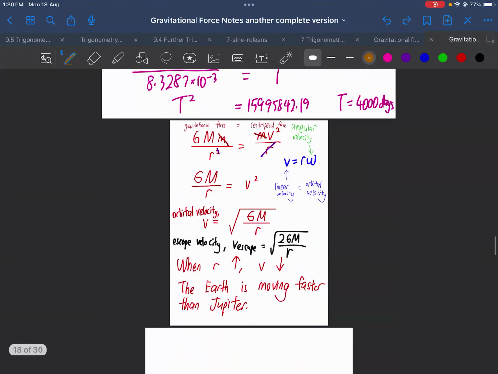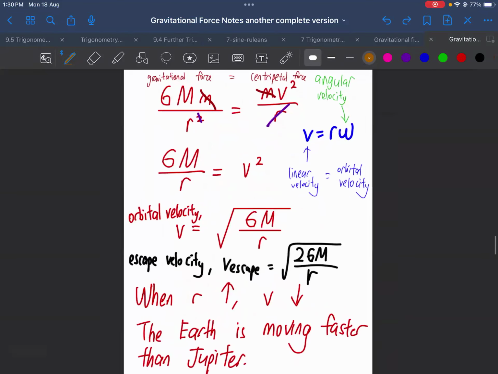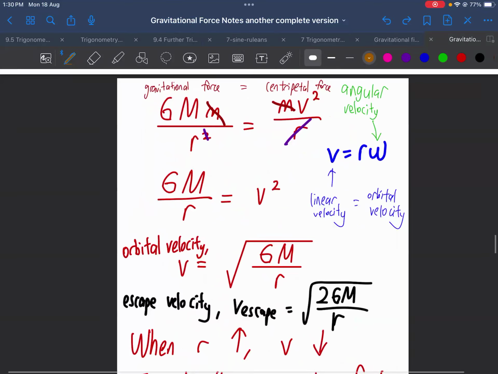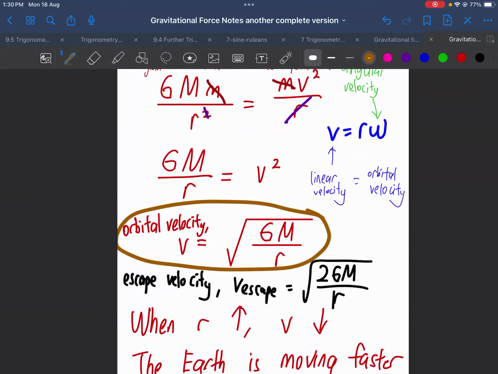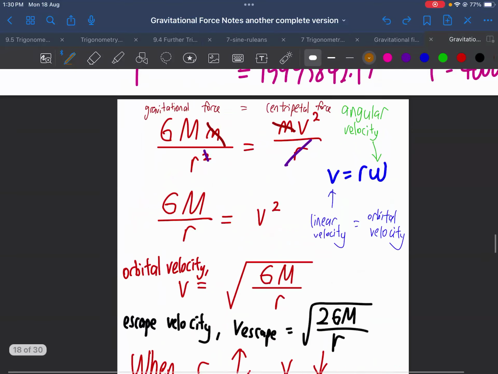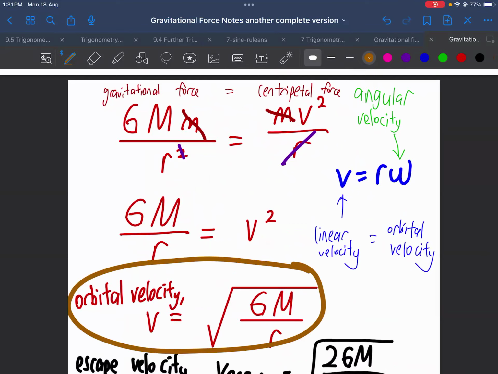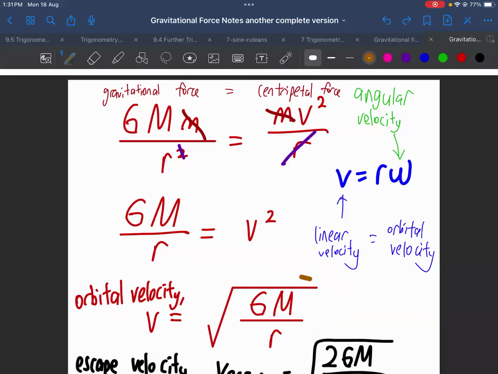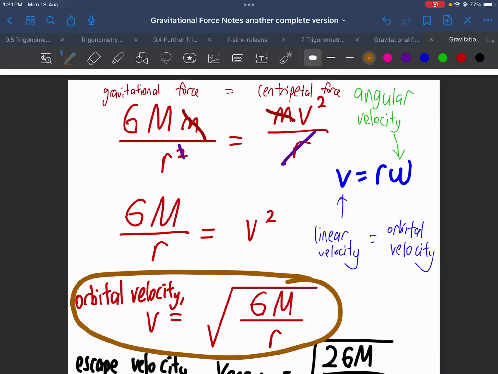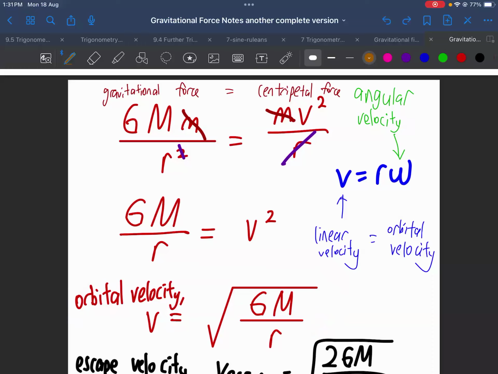And now the orbital velocity. Orbital velocity is like the speed of the moving object around a circular motion. That is the speed of that object. So you know that the orbital velocity is square root GM over r, meaning that if the planet is further away from the star, then the orbital velocity must be slower.